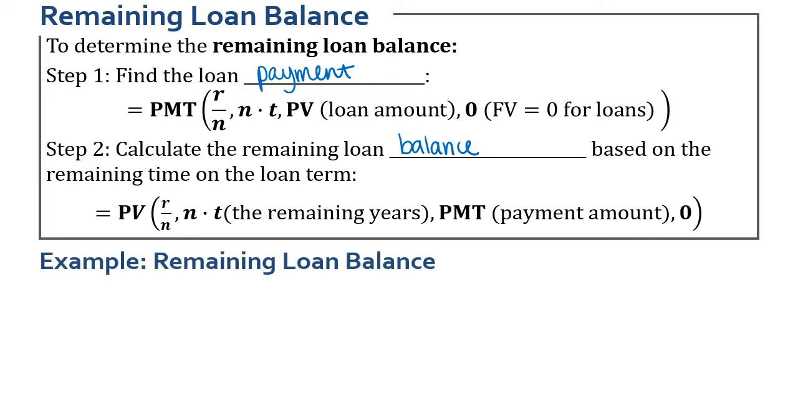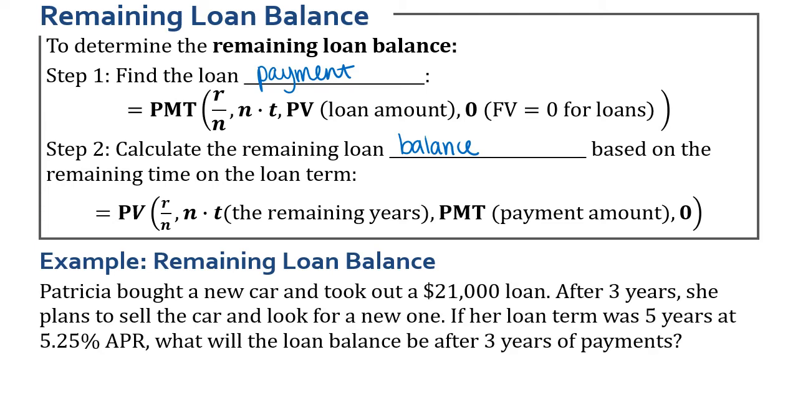So let's look at an example. Patricia bought a new car and took out a $21,000 loan. After 3 years, she plans to sell the car and look for a new one. If her loan term was 5 years at 5.25% APR, what will the loan balance be after 3 years of payment? Step 1, the first thing we need to do is figure out what her loan payment is. To do that, we'll use the equals PMT formula.